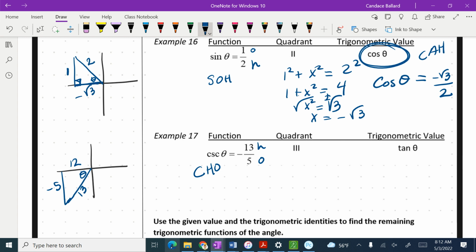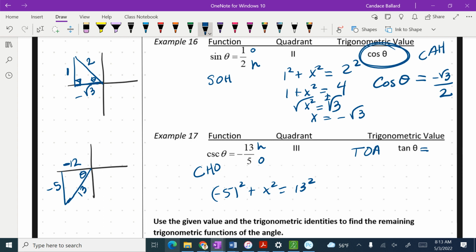We're going to the left, so should it just be 12? Yeah, because we went in the negative direction, we're going to make it negative 12. Okay, and again, if you need to do negative 5 squared plus x squared equals 13 squared, you totally can. Okay. All right, what's tangent in SOHCAHTOA world?